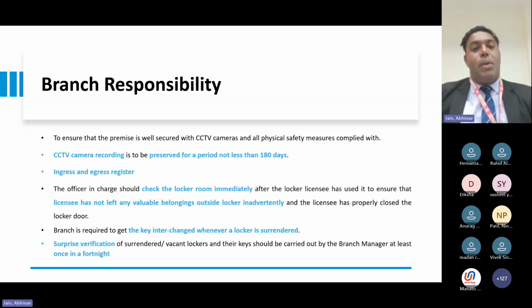Another important question: they have to also maintain an ingress and egress register. And after every locker operation, it is suggested that the officer in charge checks the locker room to ensure the licensee has not left any valuables outside the locker. If the locker is surrendered and you are giving that locker again to someone, keys must be interchanged after the locker is surrendered. For that particular purpose, there is a menu in Finacle called LKKM. And once in a fortnight, the branch manager must do a surprise verification of surrendered or vacant lockers.